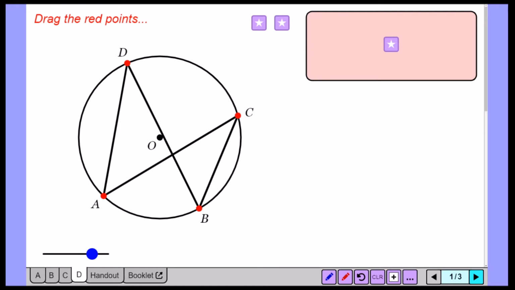The first of these facts is on the screen for you right now. This one we refer to as the bow. Hopefully, by moving the points around, you'll be able to spot something about the angles inside the bow.